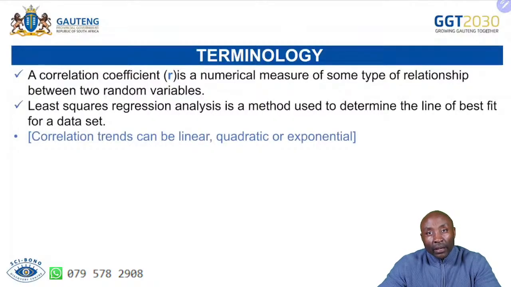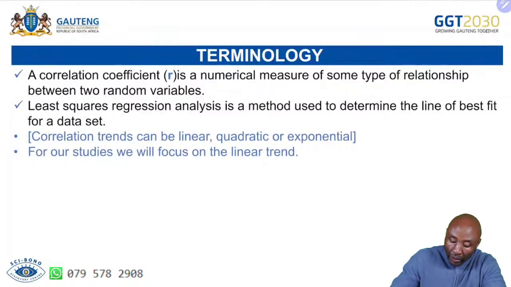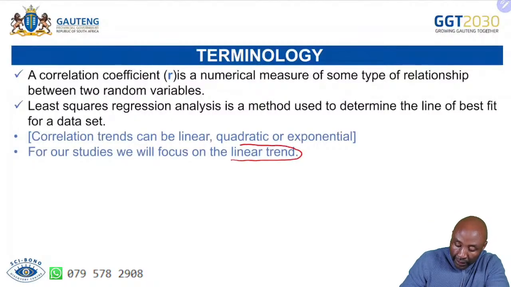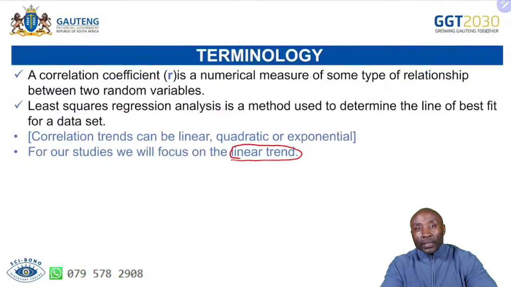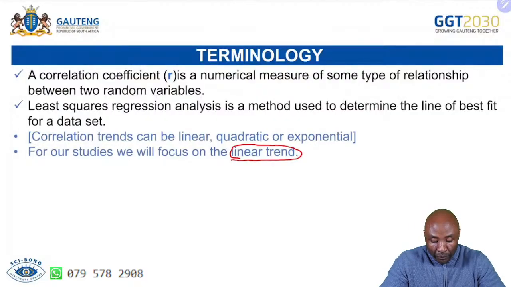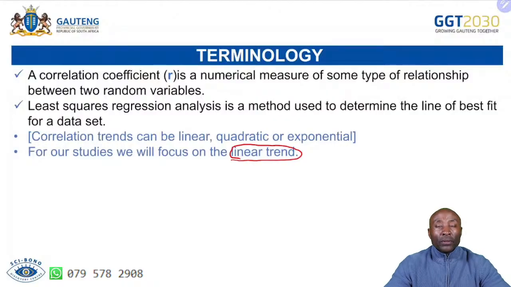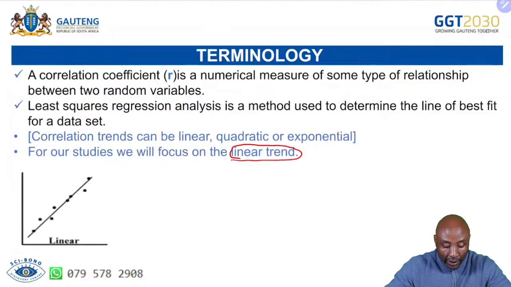We have three correlation trends. We have one that is linear, we have another one which is quadratic, and we have another which is exponential. But for our studies, we'll only focus on the linear trend. As you further your studies, please note that you might be expected to do the other two trends, but for our purposes in grade 12, we are only going to focus on the linear trend. But you must know that there are other correlation trends that exist.